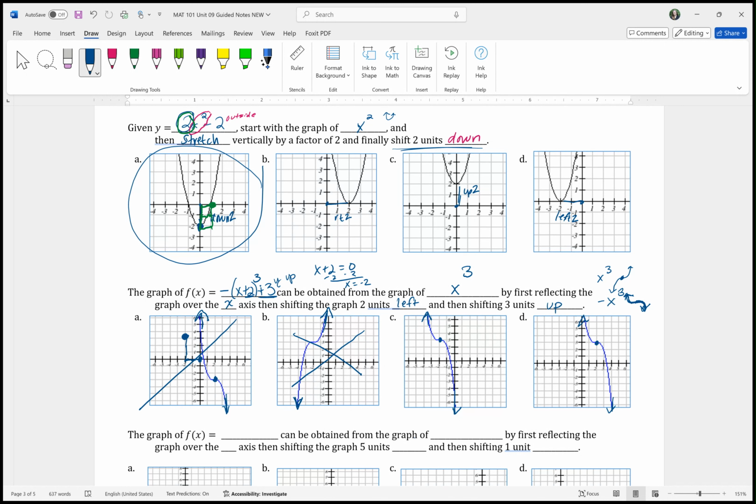Let's look at C. From the origin, 2 units left, 1, 2, and 3 units up, 1, 2, 3. This looks like it is correct, but let's check the other one. So we've got 2 units left from the origin, 3 units up, 1, 2, 3. Is that point the flat point? No. So it's going to be C. Okay?